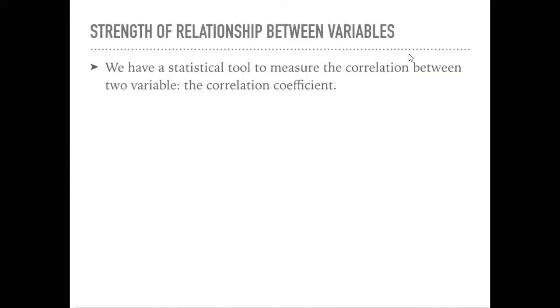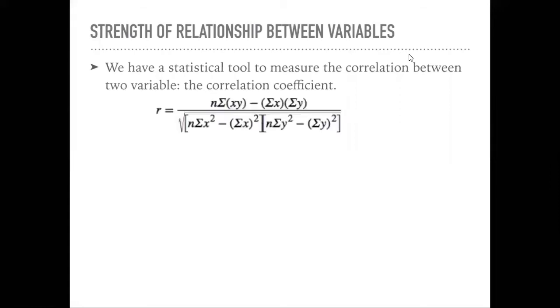So we have a statistical tool that measures the correlation between two variables. It's called the correlation coefficient. It's kind of a big idea in this chapter. And the correlation coefficient is found by this formula, which is not super easy to compute by hand. You could, and if you have a small data set, it's not bad.